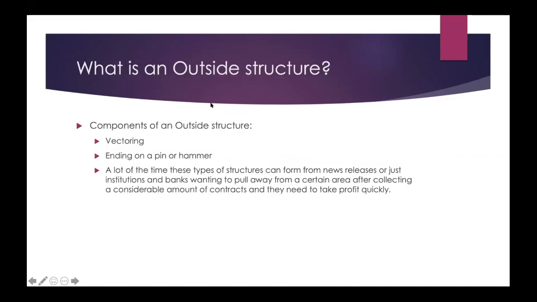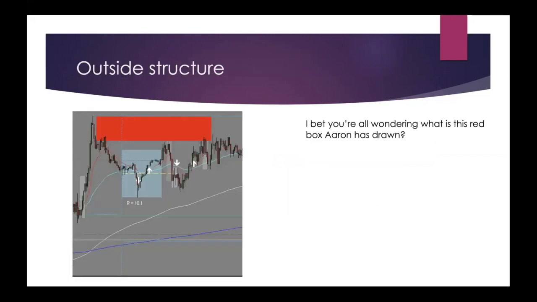Okay, what is an outside structure? Now, the components of an outside structure is vectoring. This vectoring, what I talked about was a candlestick pattern. I'll show you here actually. So basically, you see this. You see price rising, vectoring. I'd call that, with the size and the magnitude and acceleration, and rising and throwing a pin.